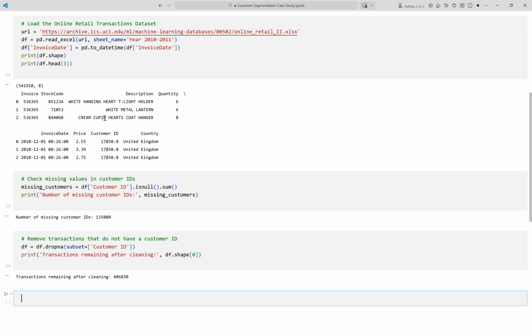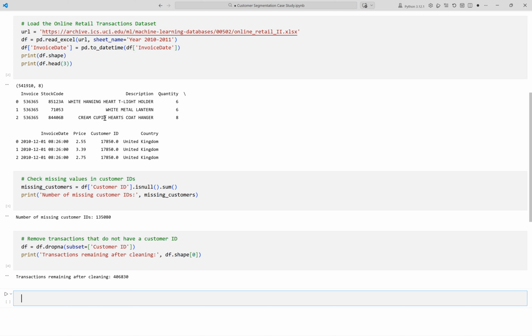Notice the shape's row count, 406,830 transactions, which confirms the dataset is now focused only on valid purchases linked to customers. This cleaning step ensures subsequent grouping or revenue calculations are based on complete and meaningful customer data. Practice. Try keeping the missing ID data in a copy and comparing results later.